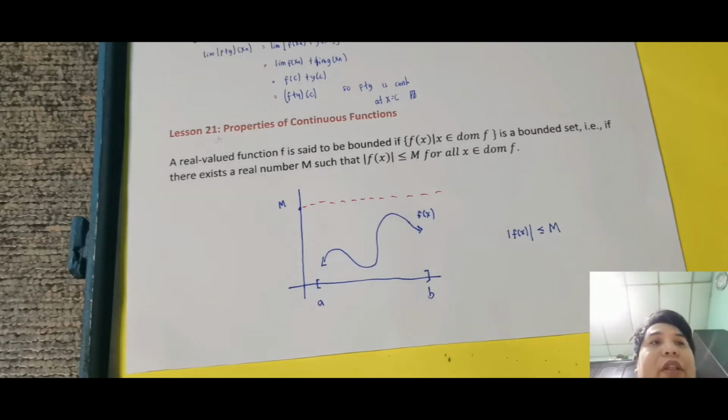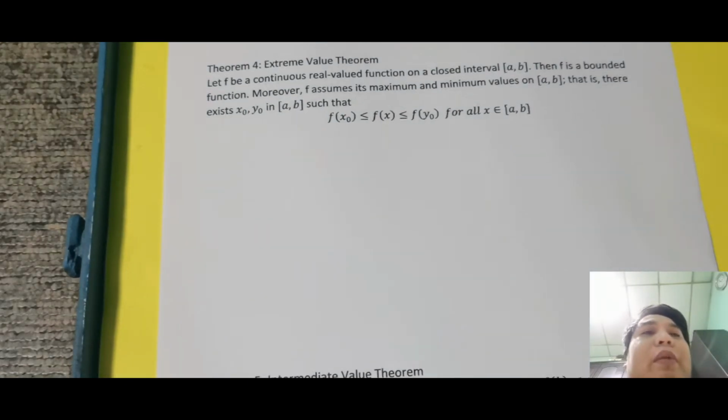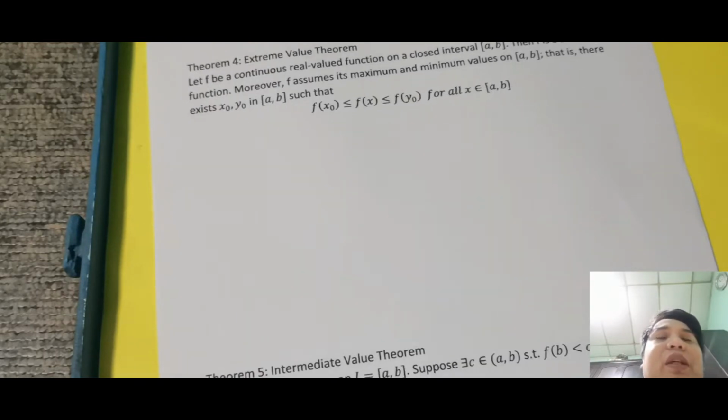Okay, so let's have more properties. Let's have Theorem 4. This is the extreme value theorem. Let f be a continuous real valued function on a closed interval AB. Then f is a bounded function. Moreover, f assumes its maximum and minimum values on AB, that is, there exist x naught and y naught in AB such that f of x naught is less than or equal to f of x, which is less than or equal to f of y naught, for all x element of the closed interval AB.